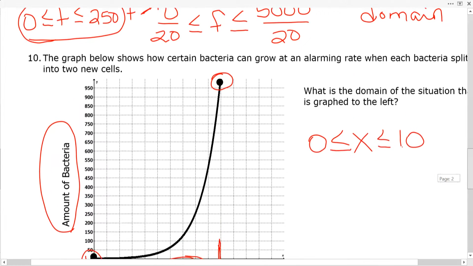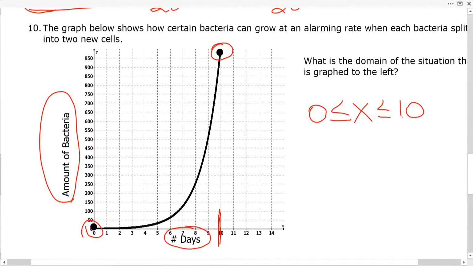What would the range be if we had to have range, which it doesn't ask for, but just for fun, the range would be 0 less than or equal to y less than or equal to somewhere up there. We could assume it's probably 1,000, maybe a little bit less. So it's just a little FYI.